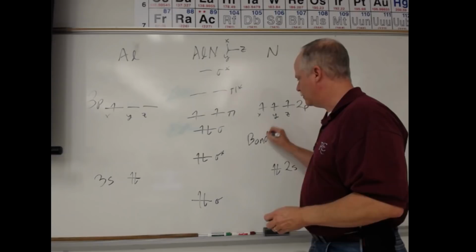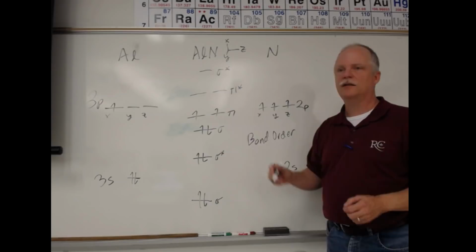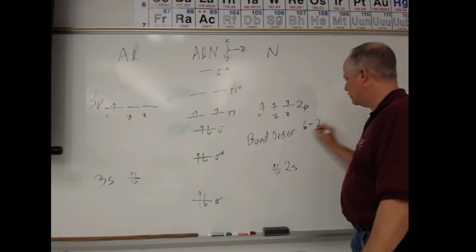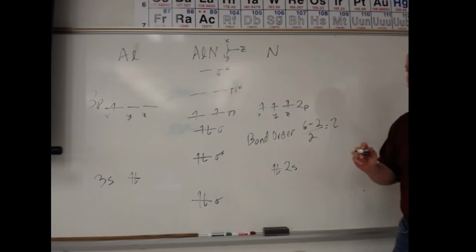Okay, 2, 4, 6 electrons in the bonding orbital, 6 minus 2, divided by 2 is equal to 2. So we got 4 on top divided by 2, so a bond order of 2.